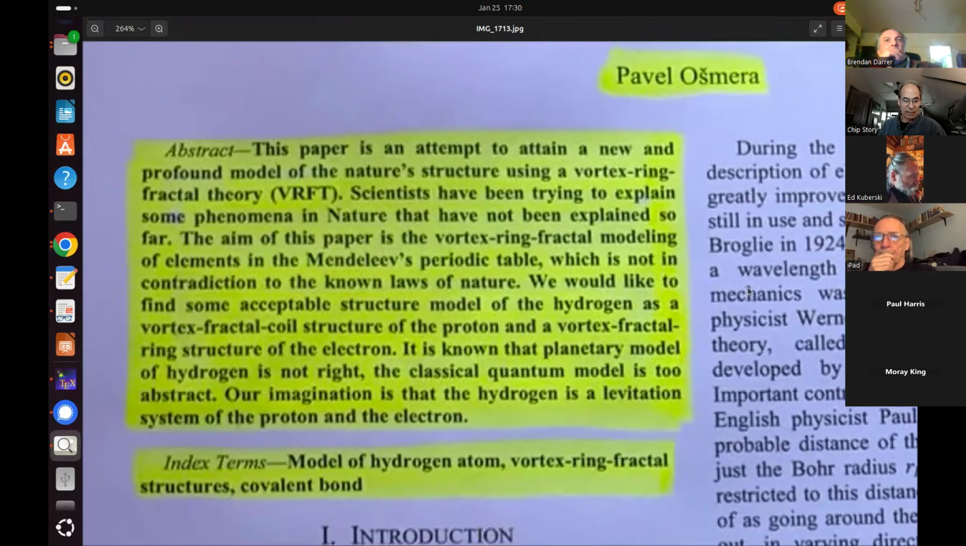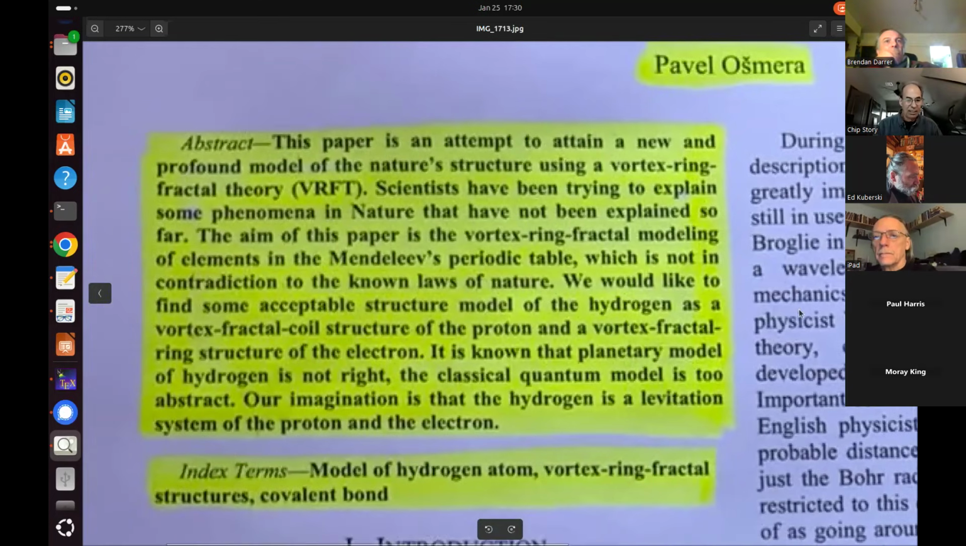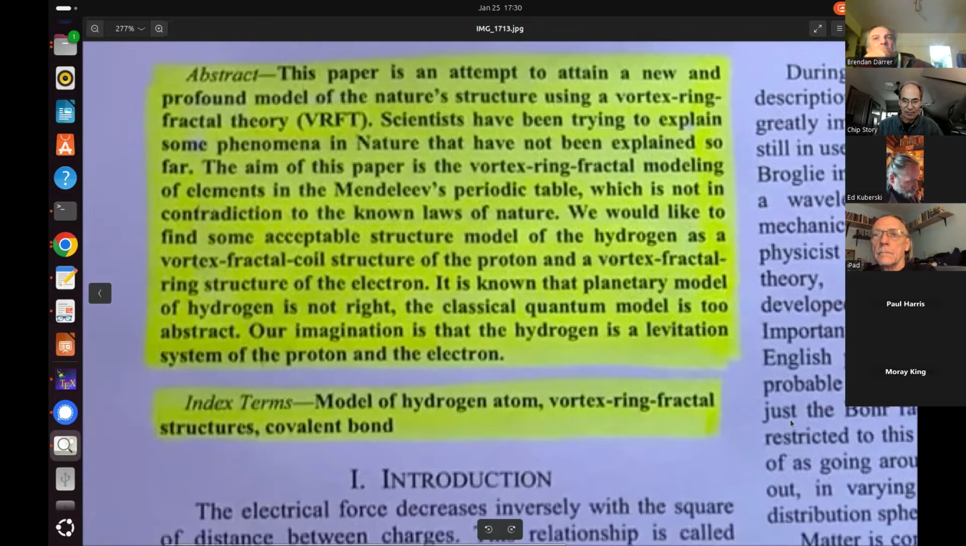Scientists have been trying to explain some phenomena in nature that have not been explained so far. The aim of this paper is the vortex ring fractal modeling of elements in the Mendeleev's periodic table, which is not in contradiction to the known laws of nature. We would like to find some acceptable structure model of the hydrogen atom as a vortex fractal coil structure of the proton and a vortex fractal ring structure of the electron.